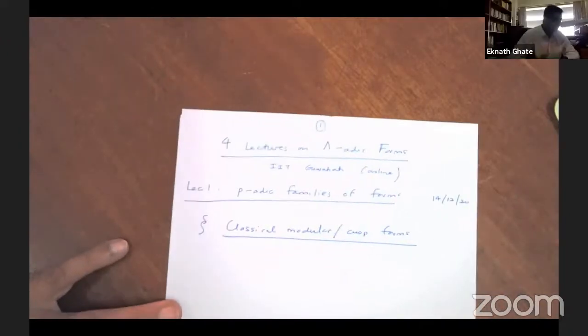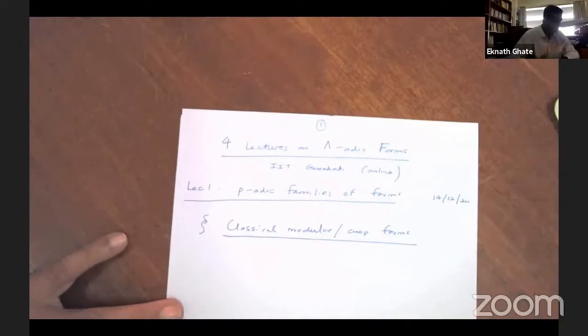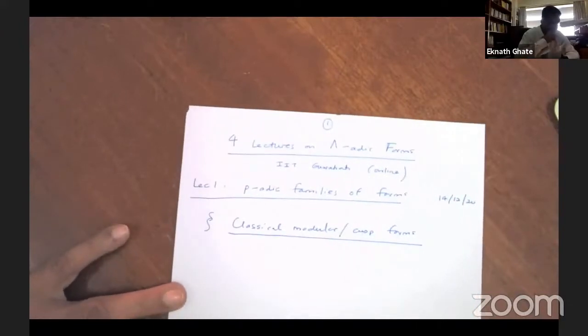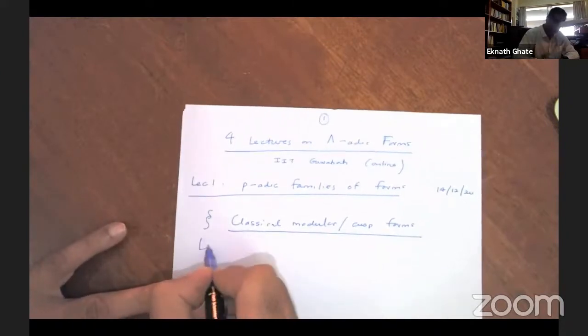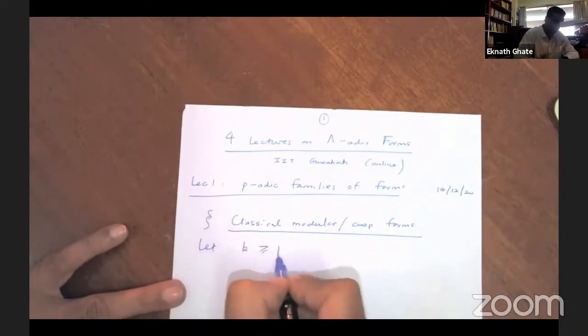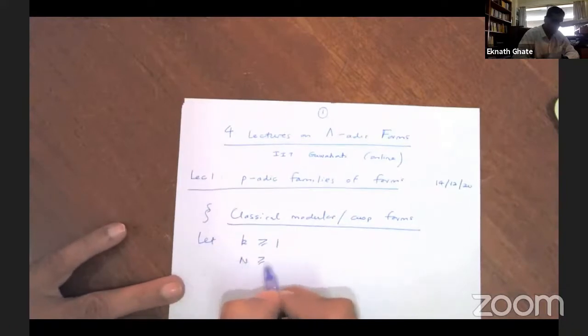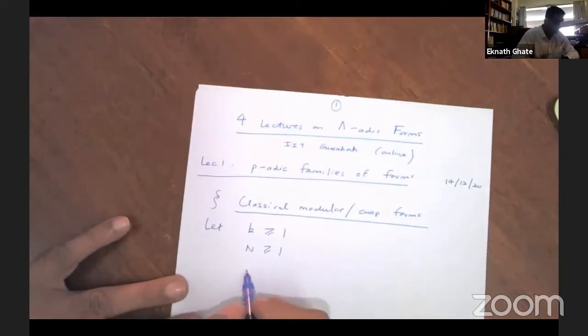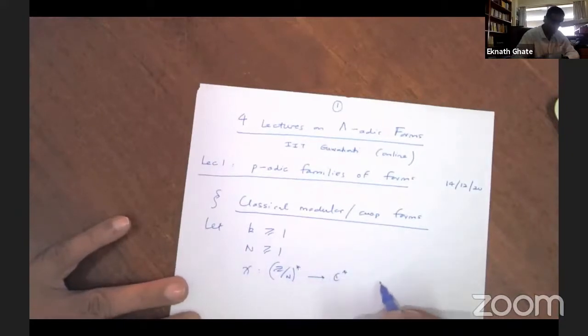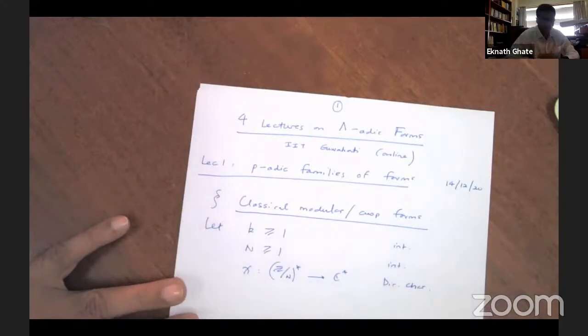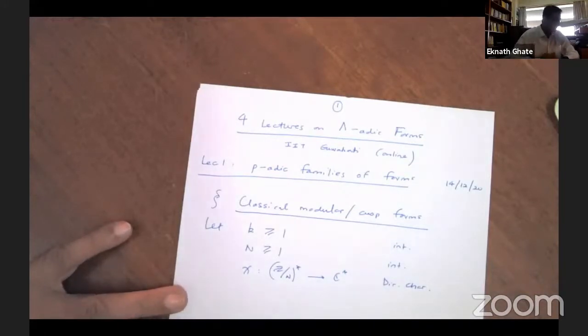So let's start with classical modular forms. Professor Ramki gave a nice introduction to them, and I will recall some notation, and maybe skip a few things since he did many things. Let k be an integer greater than or equal to 1, n another integer greater than or equal to 1, and let chi be a Dirichlet character, a homomorphism from (Z mod n)* to C*.